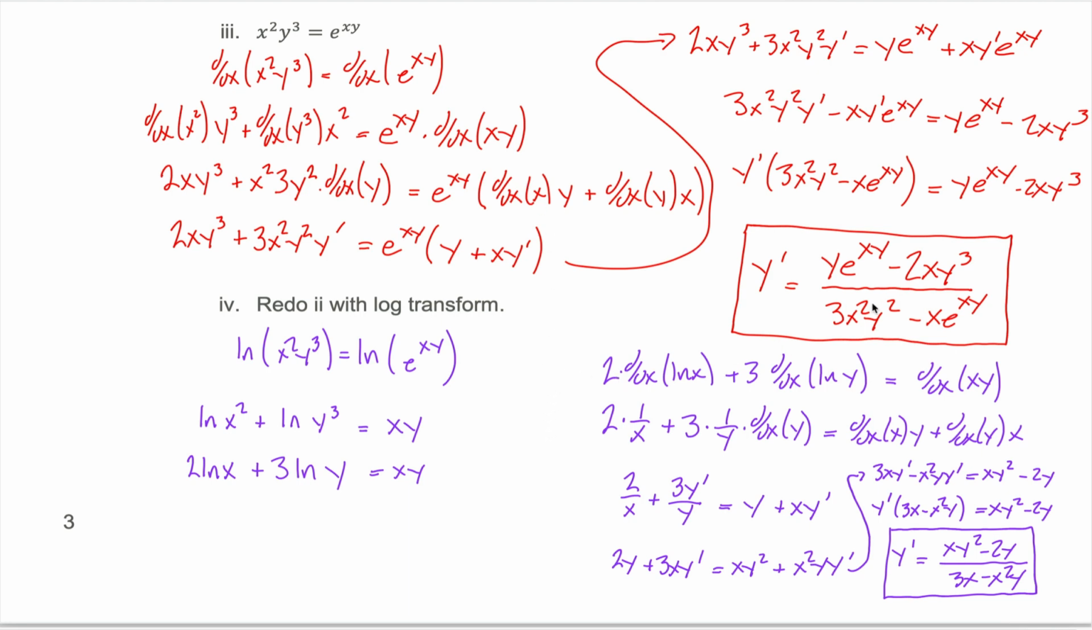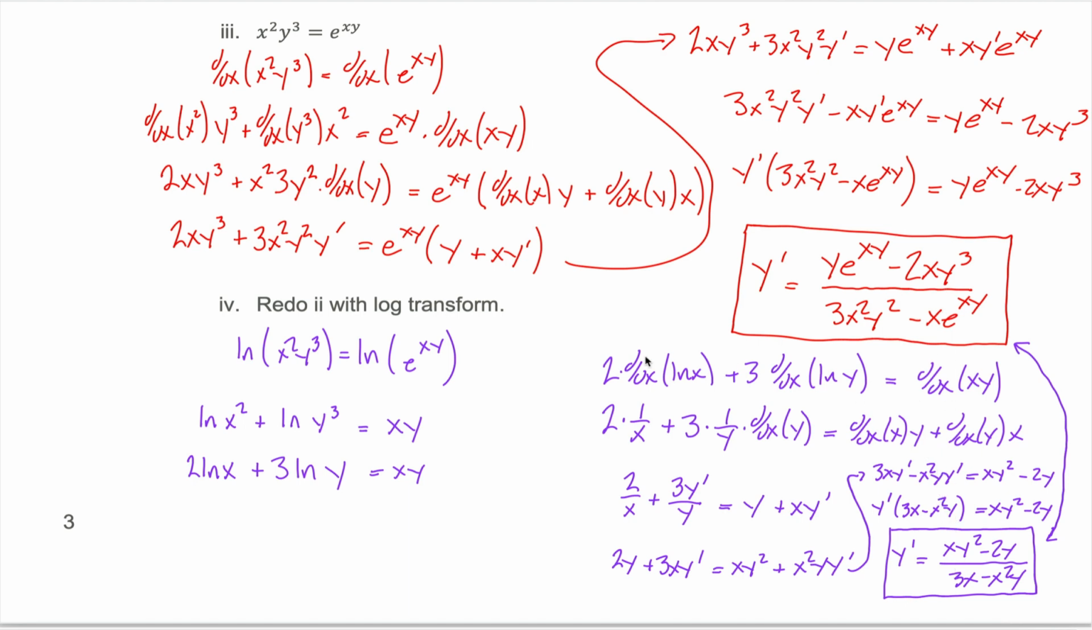The other comment that I want to make is if you compare these two answers, they don't look like they're the same. I mean, there's some similarities going on in that both of them are a quotient of differences, something minus something on the top and the bottom. And there's some commonality in the coefficients. There's this 3 here and this 3 here and a 2 here and a 2 here. But really, big picture, they don't look all that similar. Why am I getting different answers?